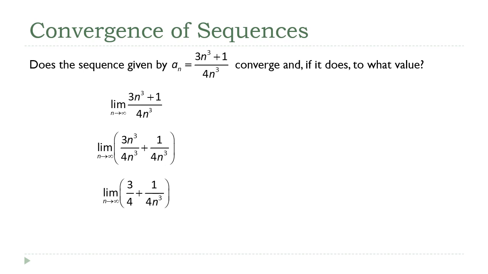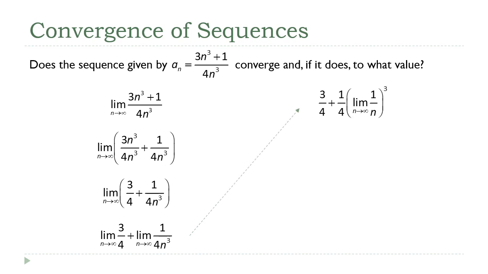Okay, now here's where I'm going to apply my first limit property. I'm going to take the limit of the sum, and split it up into the sum of the limits. Now, the limit of a constant is just a constant. So that first limit is just going to be 3/4. And for the second limit, I'm going to take that 1/4, that constant multiple, bring it outside, and slip the limit inside the exponent, inside the third power. Again, two more of our limit properties.